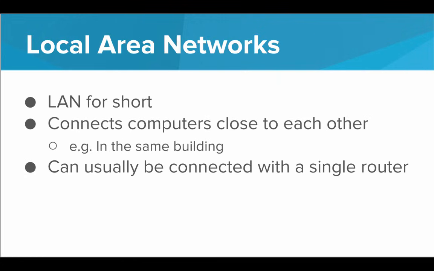So there are a couple kinds of networks. First off, we have a local area network, or a LAN for short. So a local area network is very small. It connects computers that are very close to each other, such as in the same building. And it can usually be connected with one single router. We might have one router in one building that connects 8 different computers.